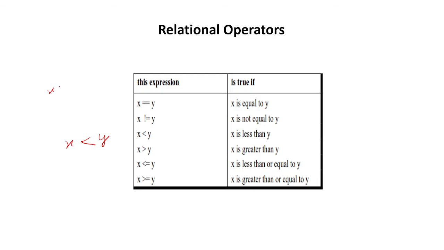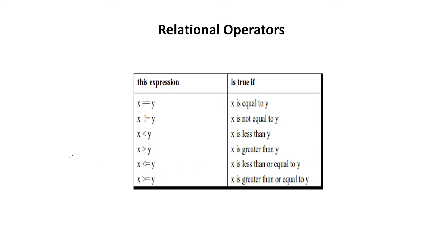If x is 3 and y is 4, then we can say 3 is less than 4, which is true. Next is the greater than operator, x is greater than y. It checks the condition whether the x variable is greater than y or not.